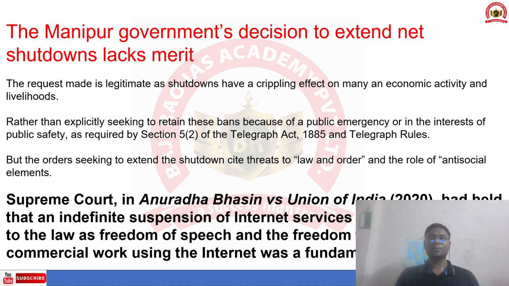Manipur High Court said we cannot impose the internet shutdown for very long days because we all know, guys, in the Supreme Court judgment in the case of Anuradha Bhasin versus Union of India 2020, the Supreme Court held that the right to internet is a fundamental right. It cannot be taken away. It can be taken away up to a certain limit, but it cannot be taken away for an indefinite period of time.